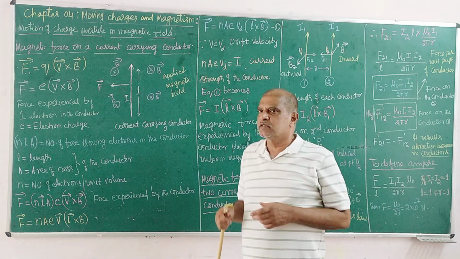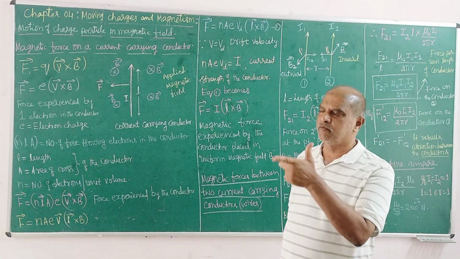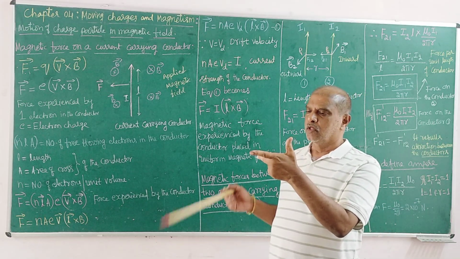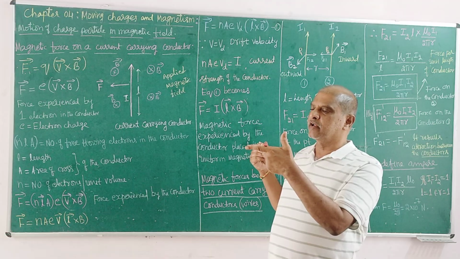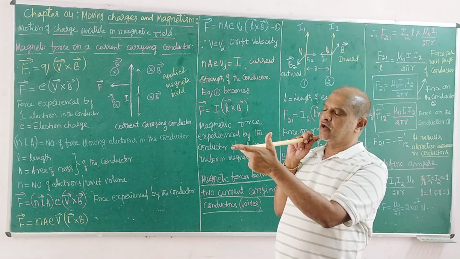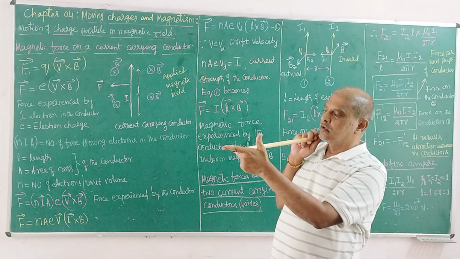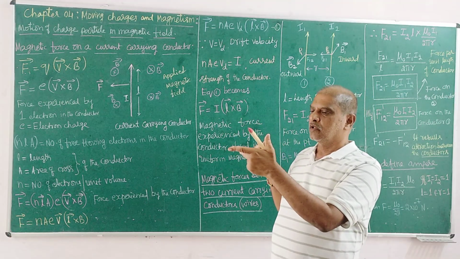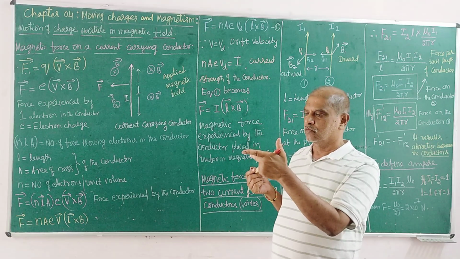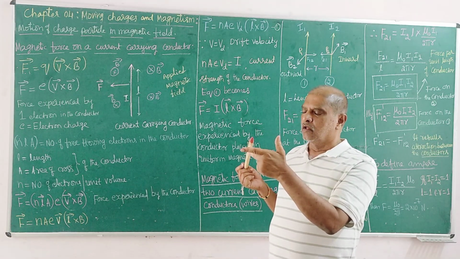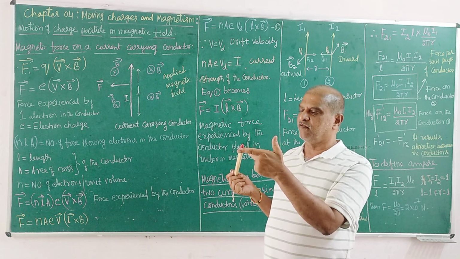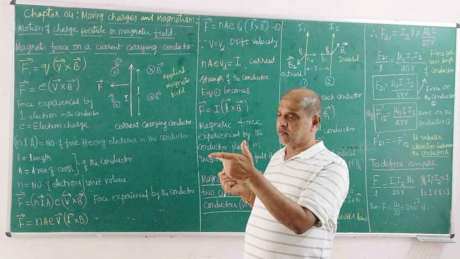What is Fleming's left hand rule? Left hand, stretch three fingers in perpendicular direction, and this forefinger indicates the direction of magnetic field. The middle finger, direction of the current or direction of the motion of the positive charge. This will indicate the direction of the magnetic force. In this case, we know the directions of two vectors: field vector and current vector.